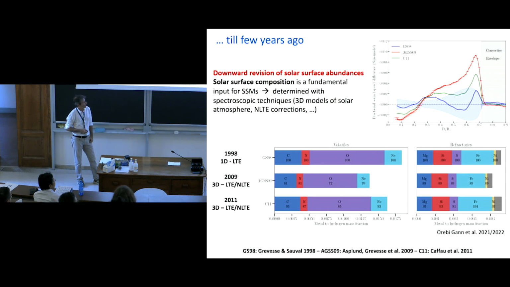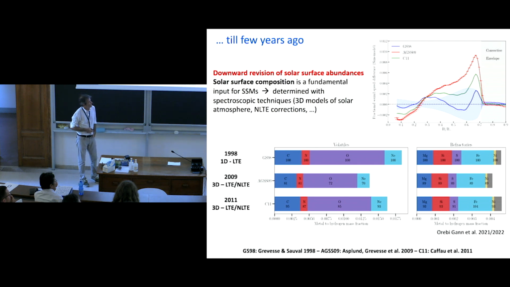At the beginning of this millennium, new three-dimensional models were introduced to describe the photosphere, and a lot of new effects which were not previously considered were introduced in the physics, to predict the line profile and then to extract the abundance of the different elements. As a result of this, we got a composition which was quite different with respect to before.